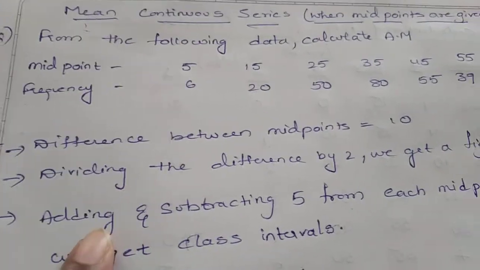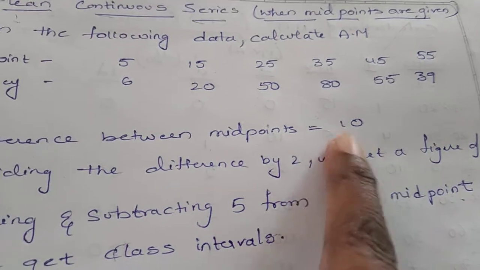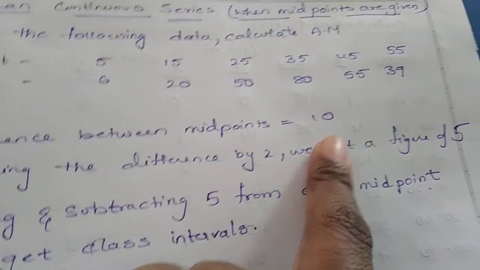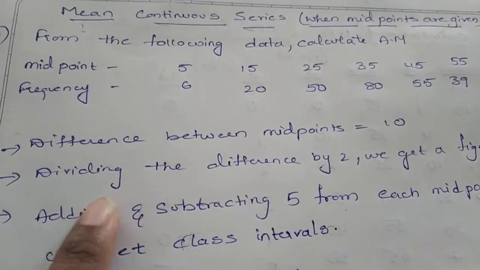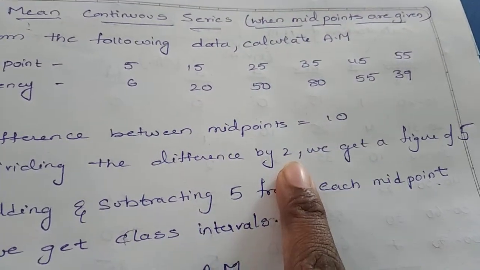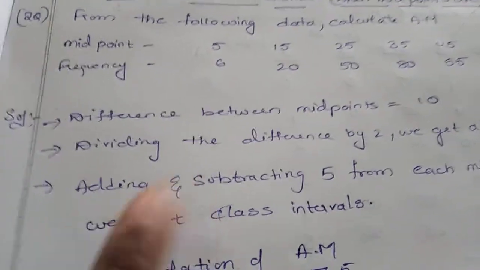Next, divide the difference by 2. We will be getting a figure of 5. Here we got the difference 10, so this difference should be divided by 2. Then how much will you get? 5. Once again I will say it: dividing the difference by 2, the difference which we got here, 10, should be divided by 2. Then you will get 5. Okay, now we got 5.